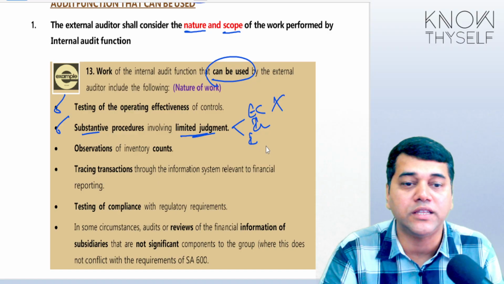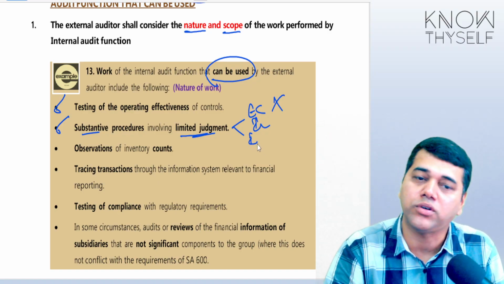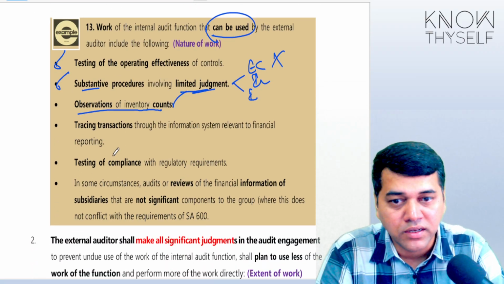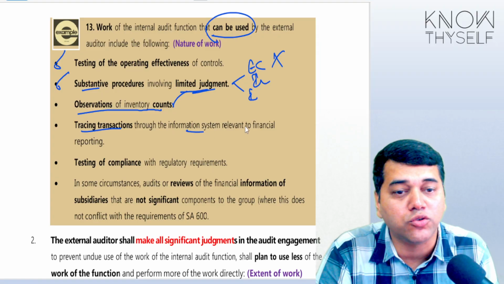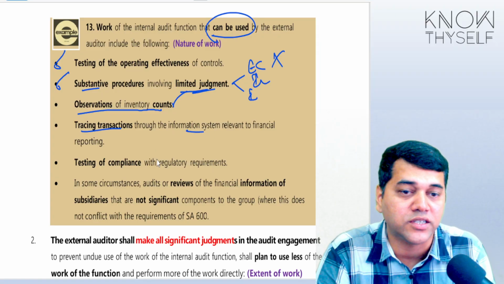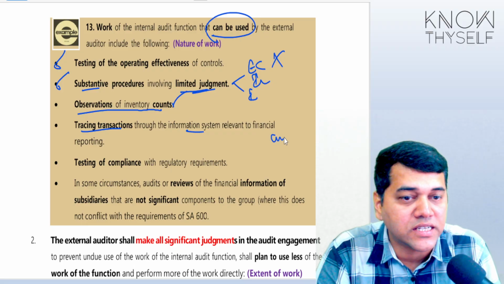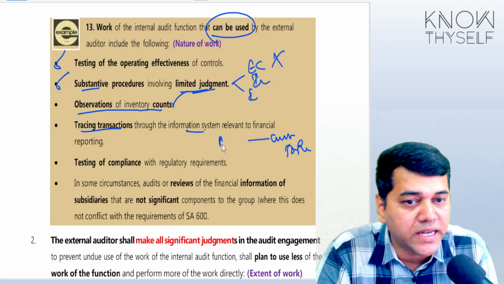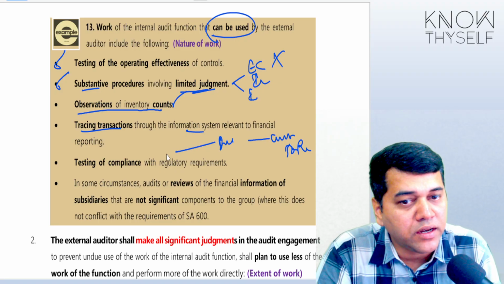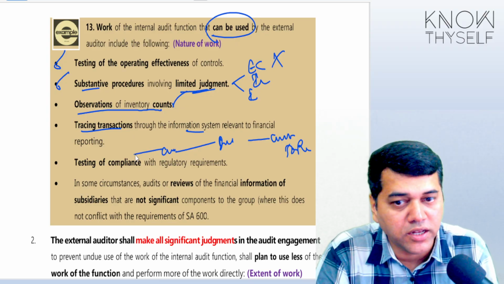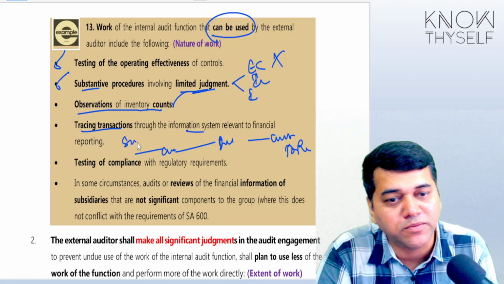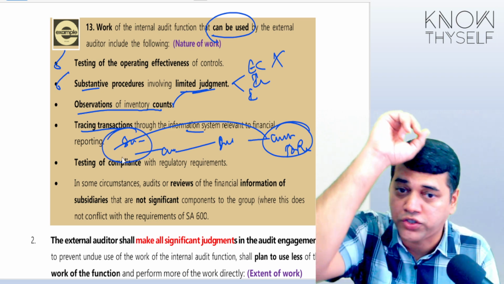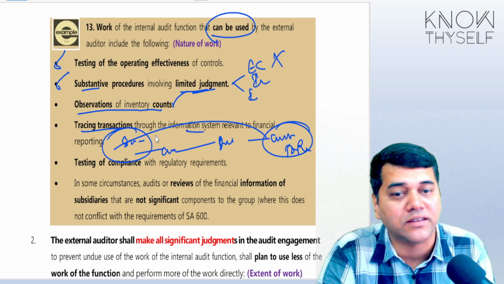Physical verification of the inventory they have done, where you simply have to count, you can use it. Observation of the inventory count, yes, you can use it. Tracing of the transaction through the information system: what is this? If I see one entry, customer account debit to revenue, I trace where it came from. It came from the delivery. Delivery happened from where? Customer order. The customer order happened from the discussion of the salesman with the customer. Now you trace this journal entry back to the source. This is called tracing of the transaction.